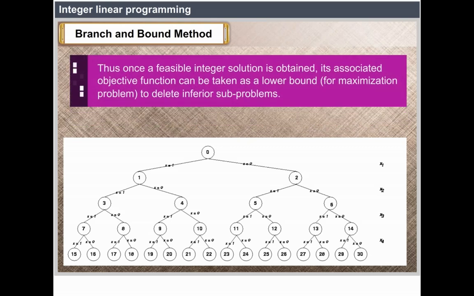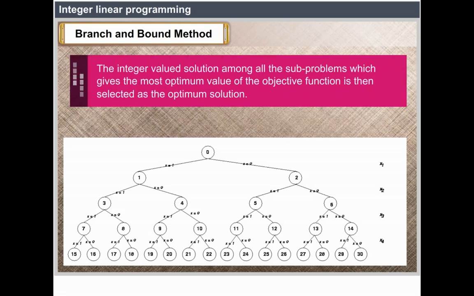Thus, once a feasible integer solution is obtained, its associated objective function can be taken as a lower bound for a maximization problem to delete inferior subproblems. Hence, the efficiency of a branch and bound method depends upon how soon the successive subproblems are fathomed.